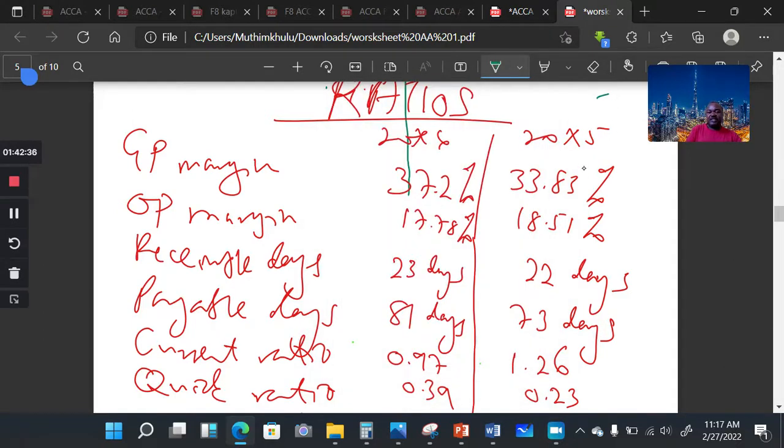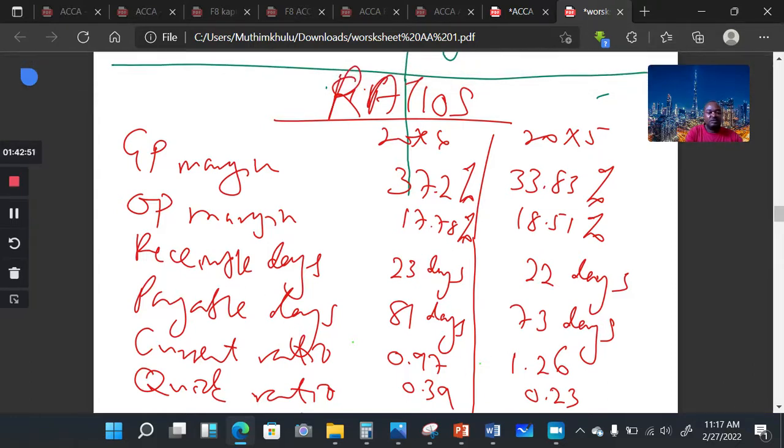You can see that in 20x5 the GP margin was 33.83%, but in 20x6 it had increased to 37.2%. So how much was the increase? Let us work out the increase. The increase there should be 37.2 minus 33.83. So there was almost a 4% increase. Okay, it was a 3.37 increase in GP.